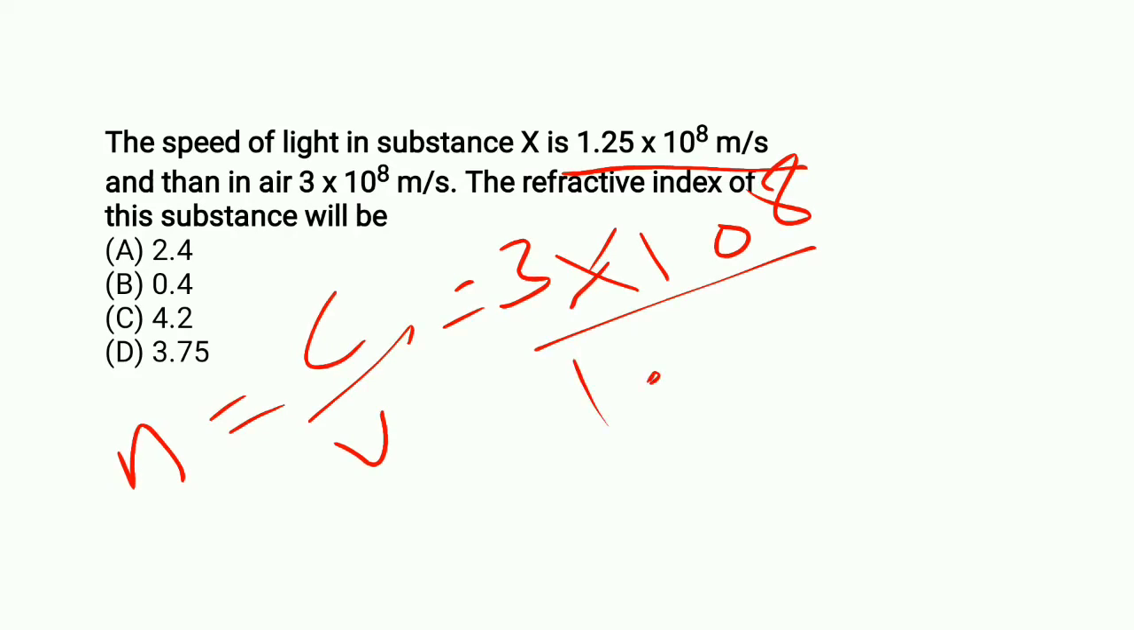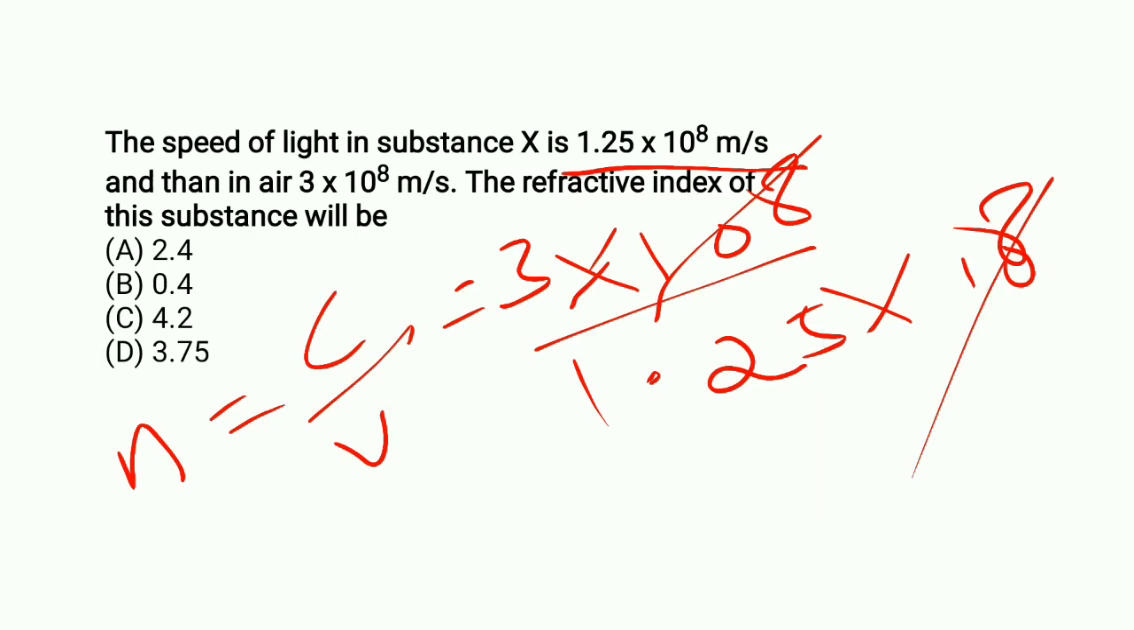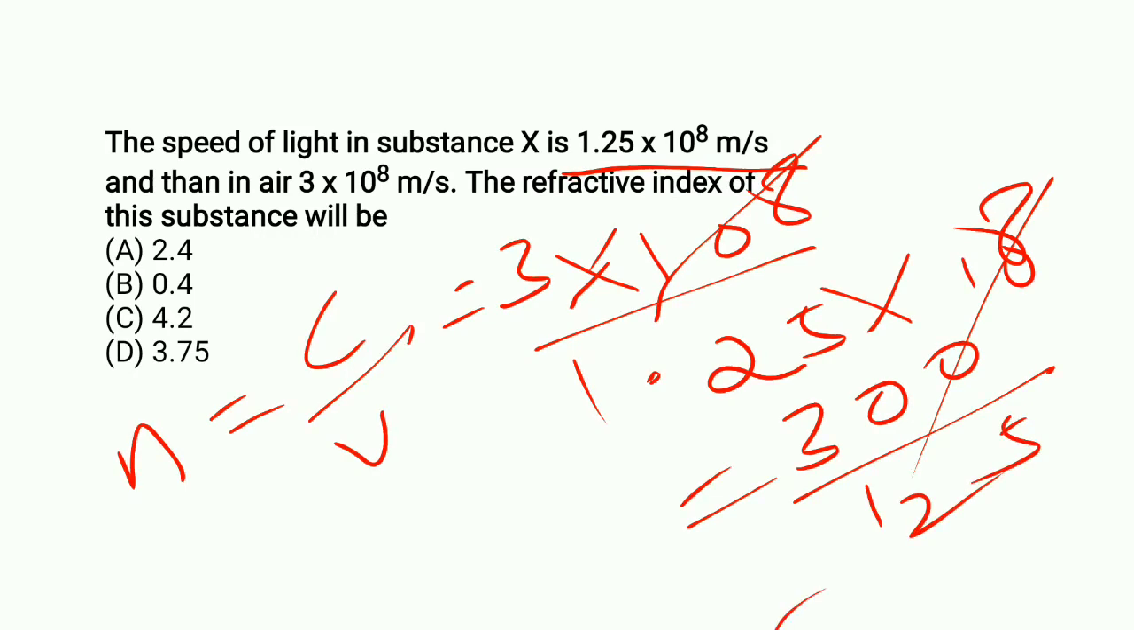We have 1.25 into 10 raised to 8 meter per second. The 10 raised to 8 in the numerator and denominator cancel each other. Simplifying this, in the numerator you will get 300 divided by 125, which gives 2.4.